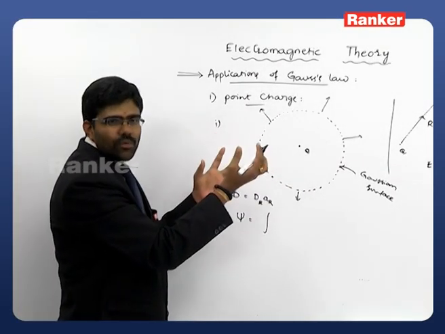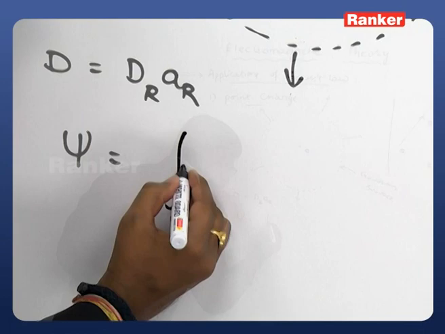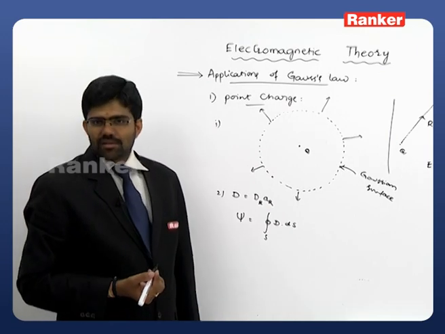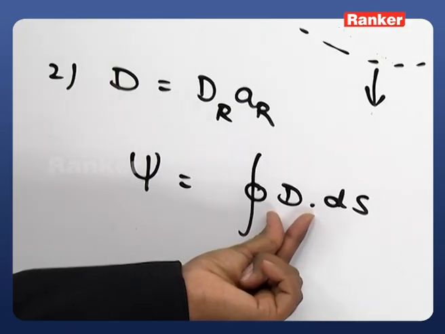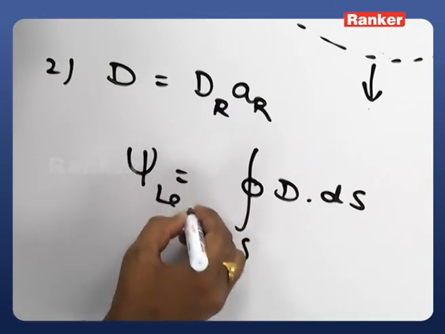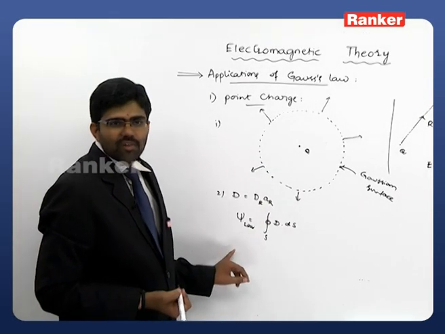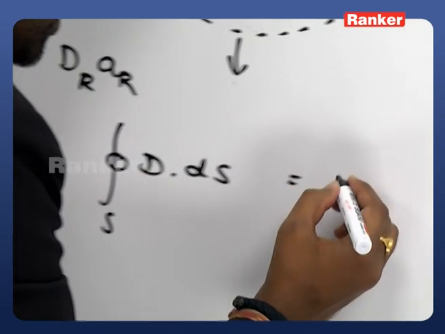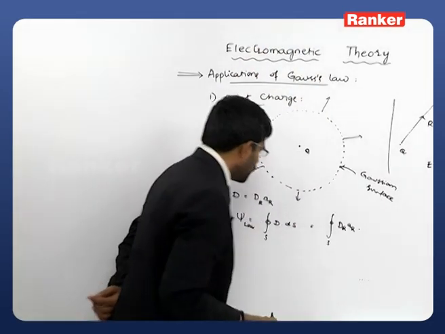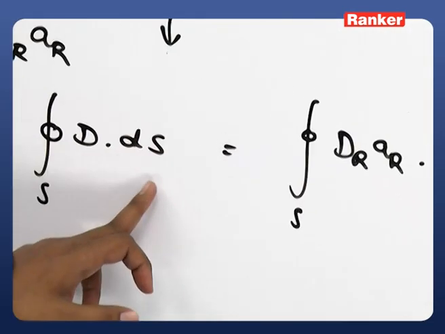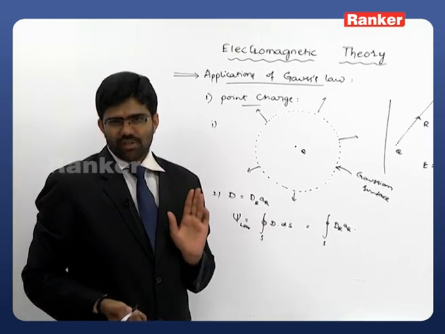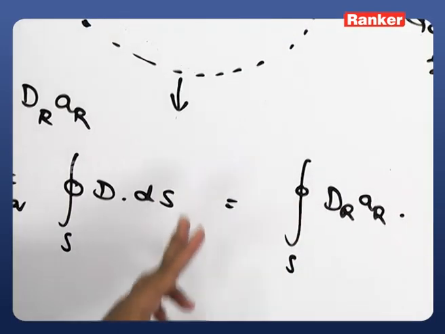Since it is a closed surface, we need to take the closed surface integral of D with respect to the differential surface. So we just have to substitute D here and substitute dS here, and after simplification we can get the total flux leaving. Substituting D, this is nothing but the closed surface integral of D_r a_r dot dS. Here I will give you a simple method: don't go for any formula, just observe the differential surface and write down its equivalent here.